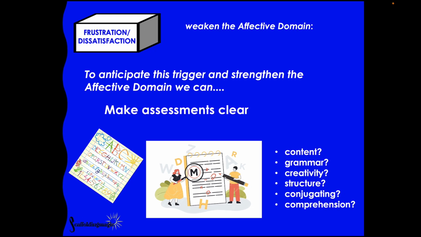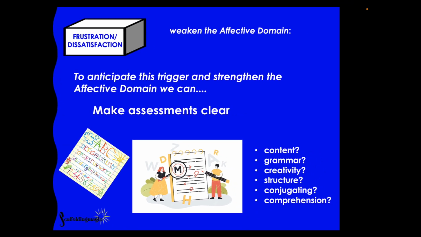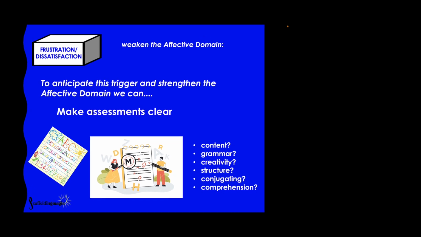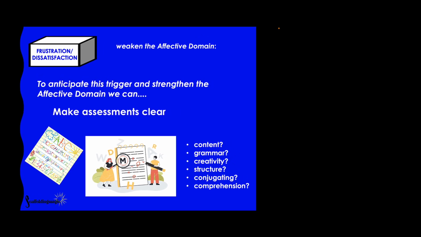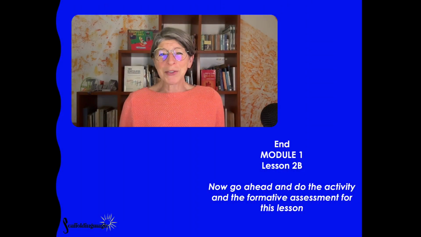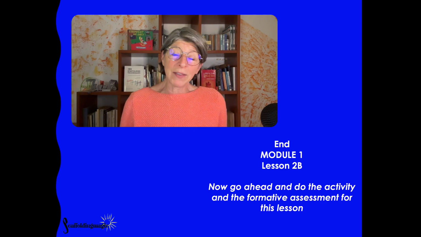And that is not our goal, is it? So what can we do to strengthen the affective domain in this sense? It's so logical and simple, it's surprising we don't automatically do it all the time. We just spend time outlining the criteria for each assessment clearly, have a co-agreement with our students that this criteria is fair according to the lessons that have led up to it, and that's what we go with. So those are only the first 3 common triggers that block learning and weaken the affective domain.